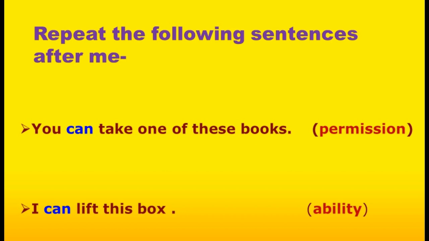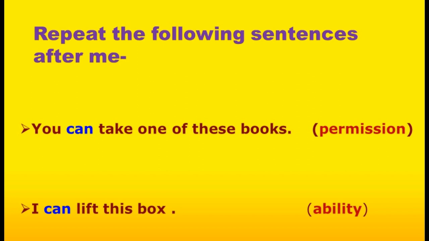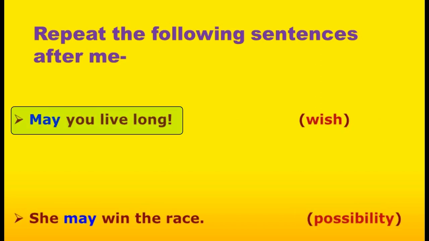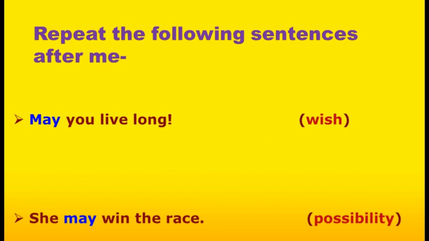Let's see what these words indicate in these sentences. Repeat the sentences after me. You can take one of these books. Here, can indicates permission. I can lift this box. Here, can indicates ability. May you live long. Here, may indicates wish. She may win the race. Here, may indicates possibility.